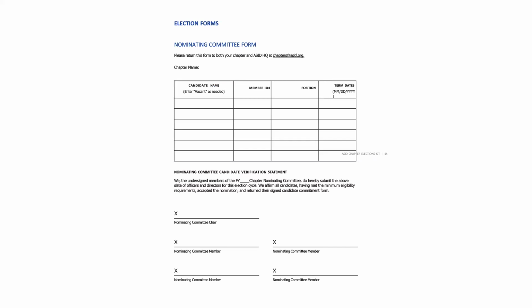For a candidate's vacancy, as the form states, enter vacant in place of name. This form must be signed by the nominating committee members, which again is up to no more than 5 people. The nominating committee would use this form to confirm with the chapter that the candidates they have selected are members in good standing with ASID and are affiliated with their chapter.